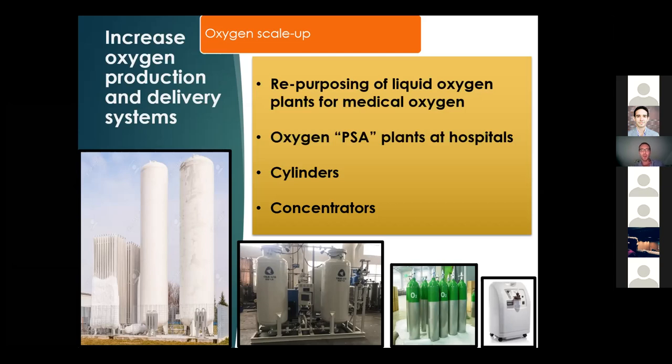An alternative method is using PSA plants, these slightly smaller plants that are often placed next to hospitals, providing piped oxygen throughout the hospital. Both of these types of plants can then be used to fill cylinders that can be transported within the hospital or around the country to other facilities that are not producing their own oxygen. Our final method is oxygen concentrators, which are very widely used in smaller facilities, that separate out oxygen from air and can provide it ideally to just one patient.